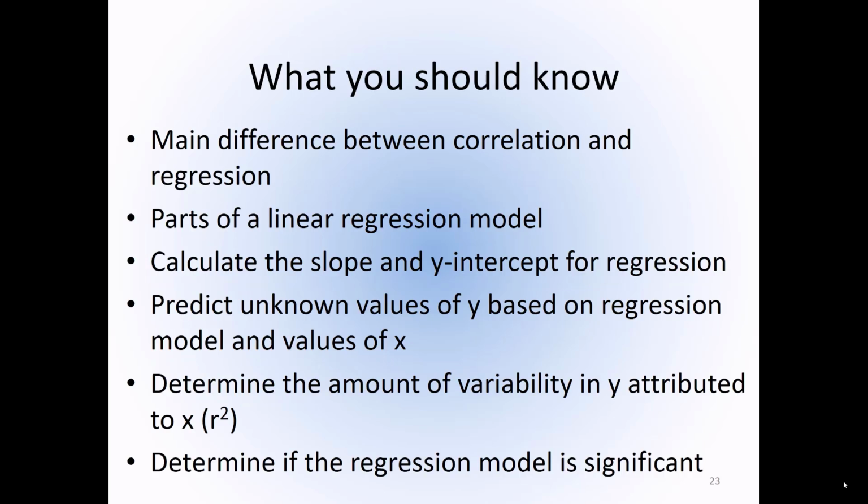This marks the end of our coverage of linear regression, and so here are some important things that you should know: the main differences between correlation and regression; the different parts of the linear regression model, the slope, the intercept, the residual; how to calculate the slope and the y-intercept for regression so that you have that linear regression equation; how to make predictions of unknown values of y based on the regression model and providing values of x; how to determine r squared; and also how to determine if the regression model is significant or not using that same model that we use for ANOVA.